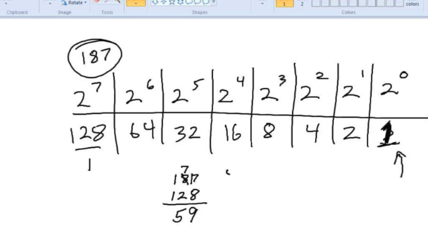Can we take 64 from 59? No, so we have a 0 in the next position. Can we take 32 from 59? The answer is yes, and we have 27. So we're going to put a 1 here because we did use that in the subtraction. Can we take a 16 from 27? The answer is yes. So we're going to put a 1 here.